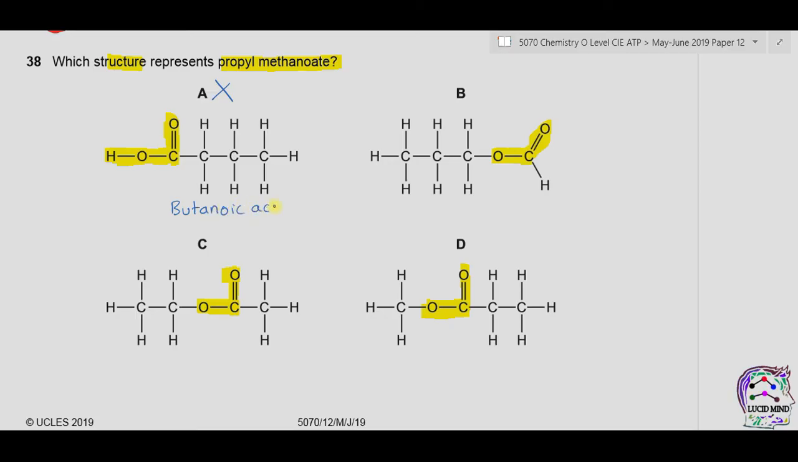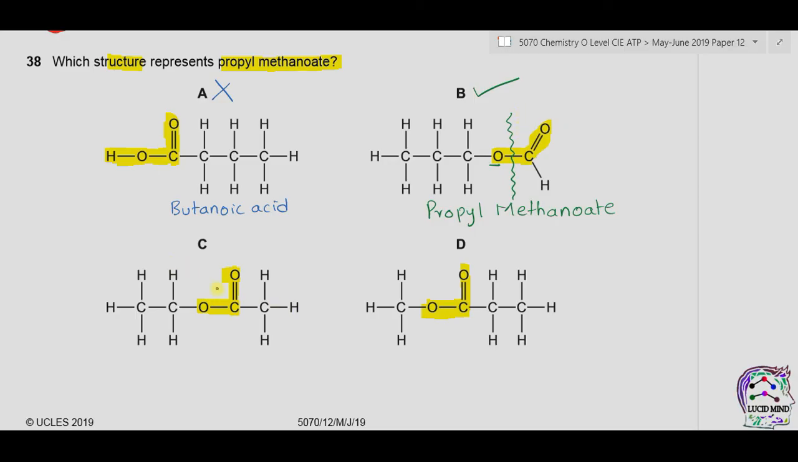In B we have an ester present, which consists of two parts. One part is from alcohol and the second is from carboxylic acid. Now the part consisting of this oxygen is the alcohol, so we have a 3 carbon alcohol. So a 3 carbon alcohol is propyl, while a 1 carbon carboxylic acid is present, which is methanoate. So B could be the correct option.